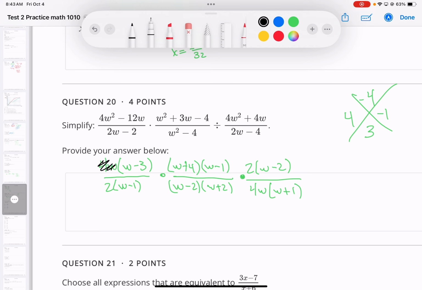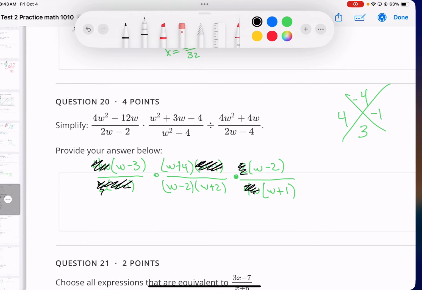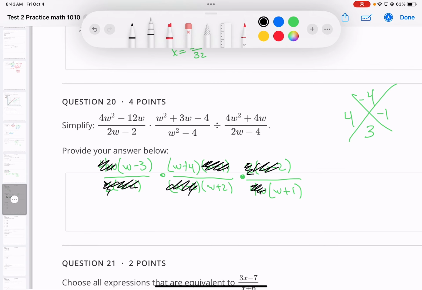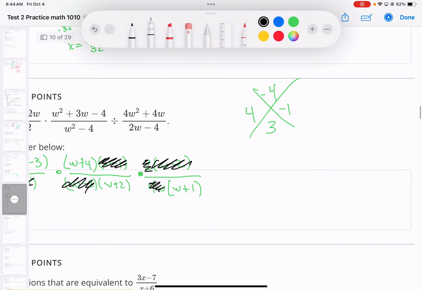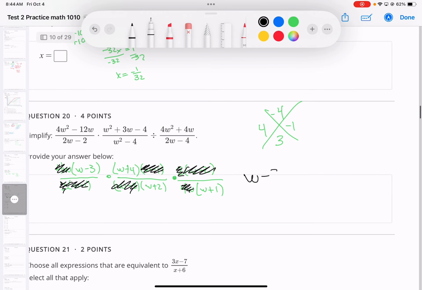Okay, so I got a 4w and a 4w. I've got a 2 and a 2. I got a w minus 1, w minus 1. I got a w minus 2, w minus 2. And I think that's it. So we've got w minus 3, w plus 4 over w plus 2, w plus 1.